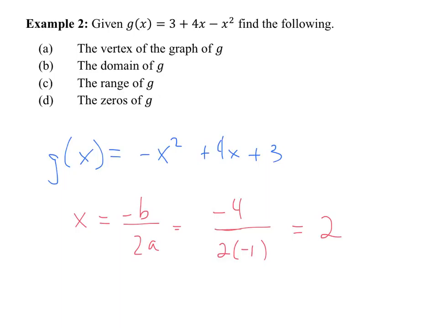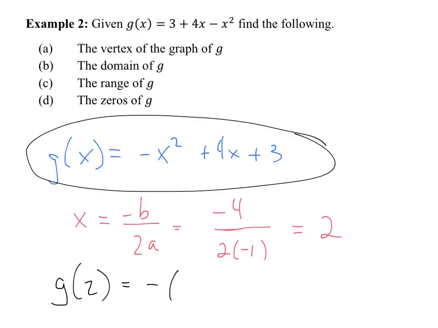Now, if 2 is the vertex x value, how do I find the y value again? What do I do to find the y value now? Plug it in. Okay, plug it in. Let's do it. So g of 2. So I've got negative, and I'm going to plug it into this one up here, the one that I rearranged. Negative of the quantity 2 squared, not negative 2 squared.